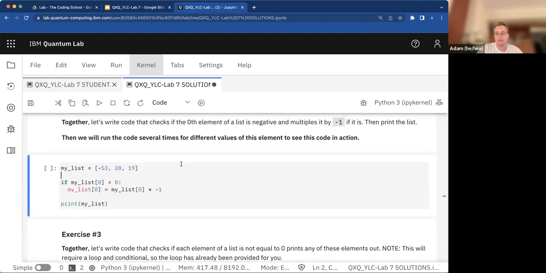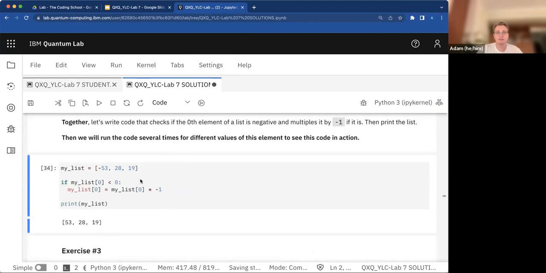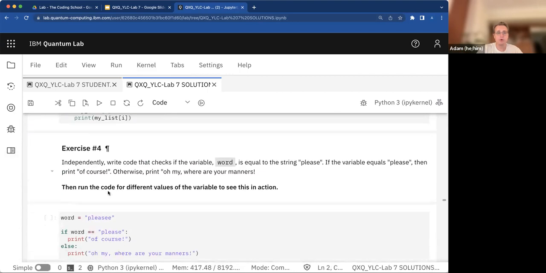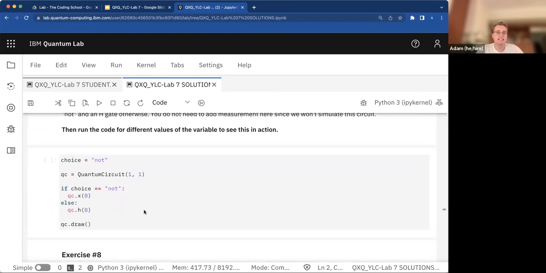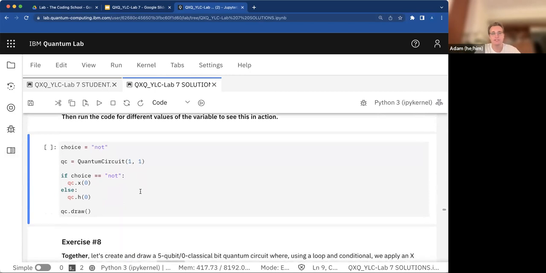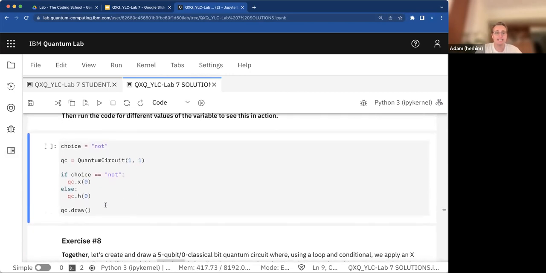We can do more advanced things, like we can modify a list. Or, and I'll just skip ahead just to make sure you get to see this in action, because we'll see this even more next week, but it's pretty cool, I think. We can actually do something like this, where based on a variable, we make a comparison and we set up a different circuit depending on that comparison. So in this case, we have a variable called choice, and we say if it's equal to not, then let's do qc.x of 0, as in apply an x gate. Otherwise, we'll apply an h gate.